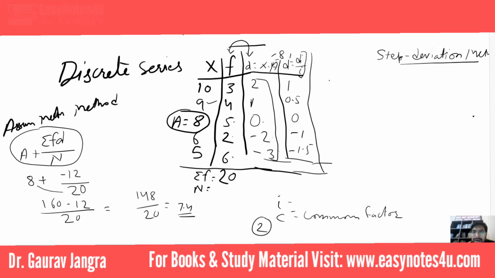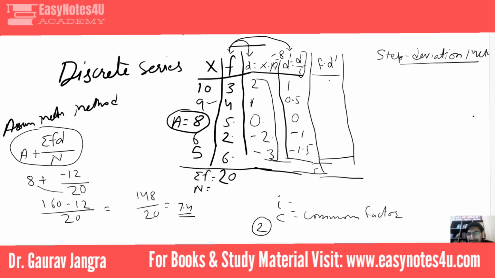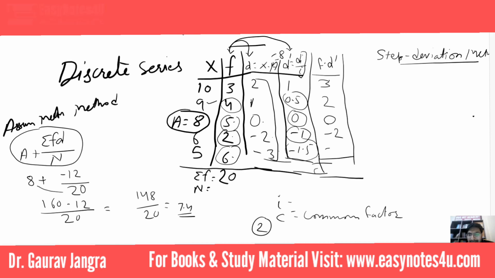Now multiply f with d dash, f into d dash. The frequency 3 multiplied by 1 is 3, 4 multiplied by 0.5 is 2, 5 multiplied by 0 is 0, 2 multiplied by minus 1 is minus 2, and 6 multiplied by minus 1.5 is minus 9.